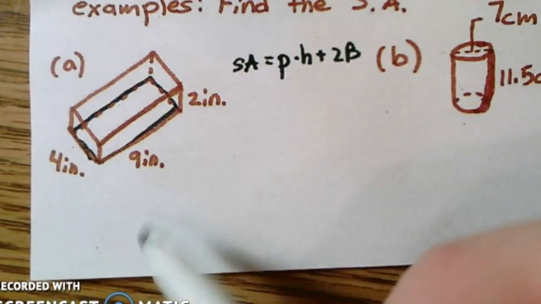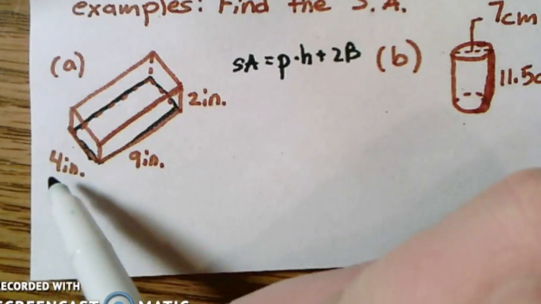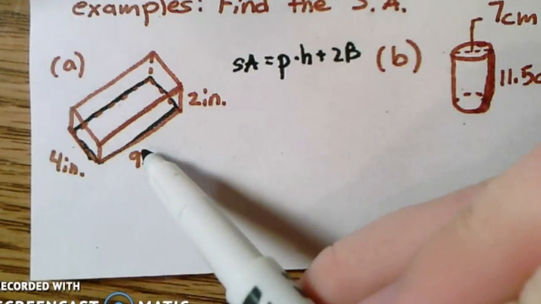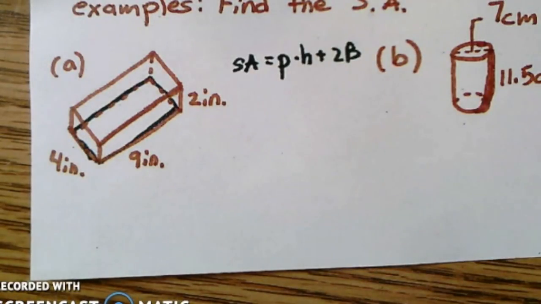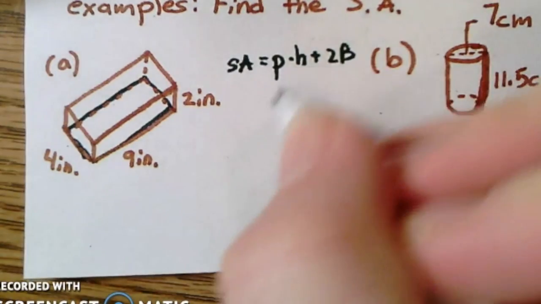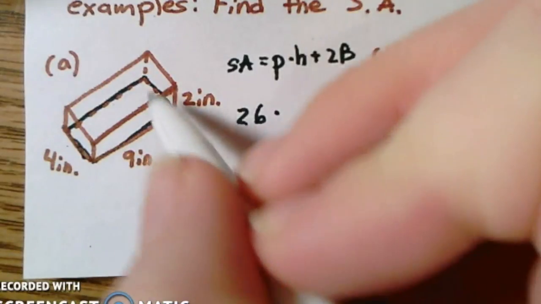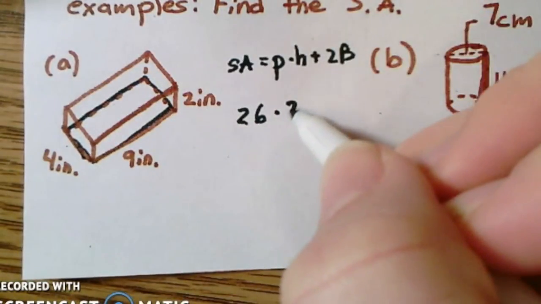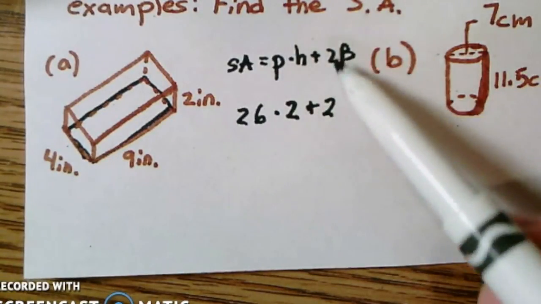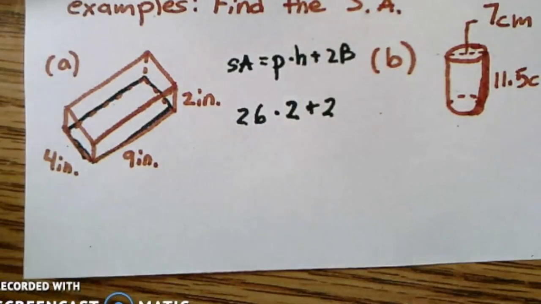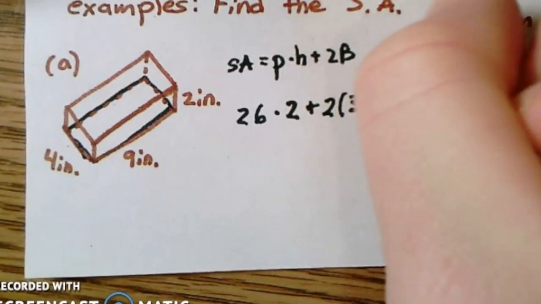So the first step is to find the perimeter of the base. If this is my base, then I need to add up 4 plus 9 plus 4 plus 9. So that's 26. So that is 26 times, and now the height of the figure is the 2, plus 2 times, what is the area of the base? 4 times 9, so plus 2 times 36.